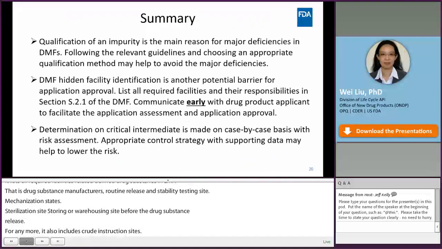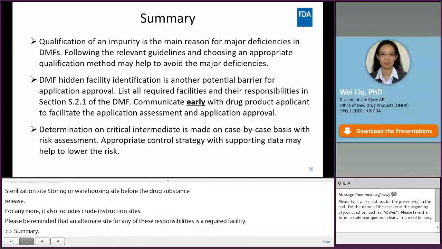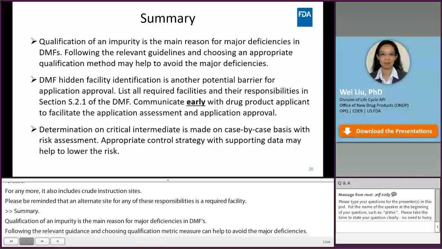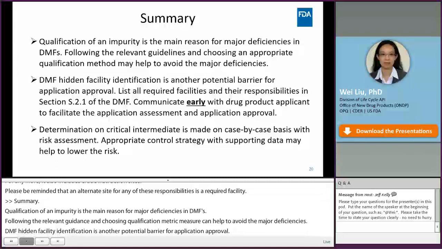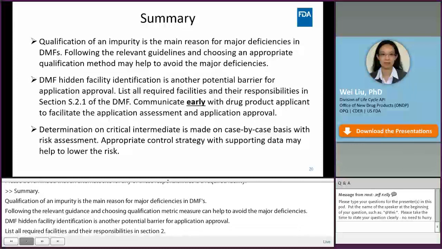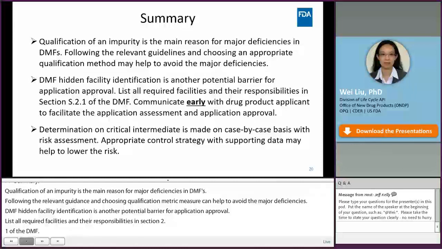Summary. Qualification of an impurity is the main reason for major deficiencies in DMFs. Following the relevant guidance and choosing an appropriate qualification method may help to avoid the major deficiencies. DMF hidden facility identification is another potential barrier for application approval. List all required facilities and their responsibilities in Section 2.1 of the DMF. Communicate early with the drug product applicant to facilitate the application assessment and application approval.